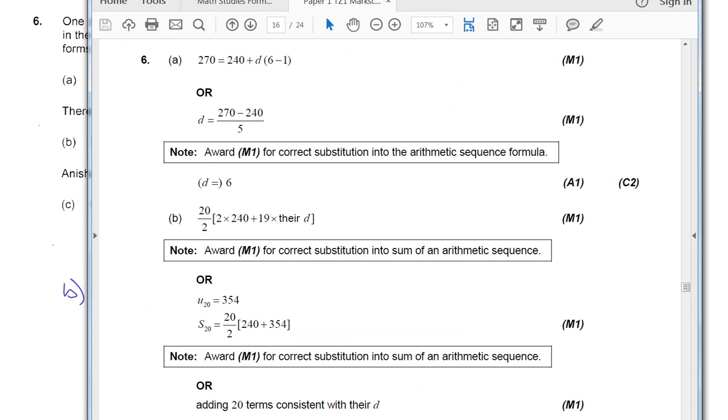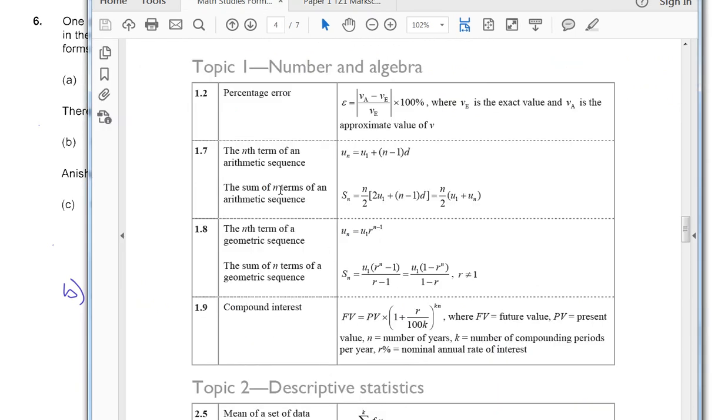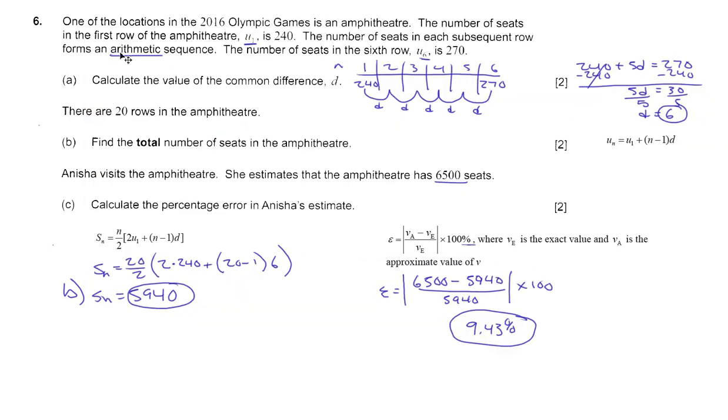To plug that in, let's do that. Let's find that on here. The nth term of an arithmetic sequence is this here. So let's copy that down and do that, and we'll see how similar it is. Okay, here's our arithmetic sequence formula that we just found on that other page. So u sub n is going to have to be our last term. So that's 270. So we do 270 equals u sub 1, the first term is 240, plus n, number of terms. In this case, we went from 1 to 6. So there's going to be 6 terms minus 1, all times d.